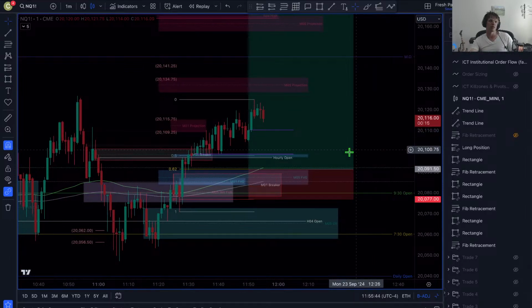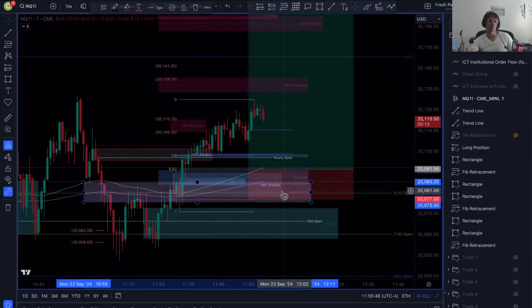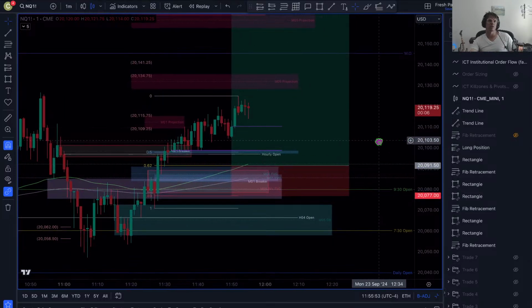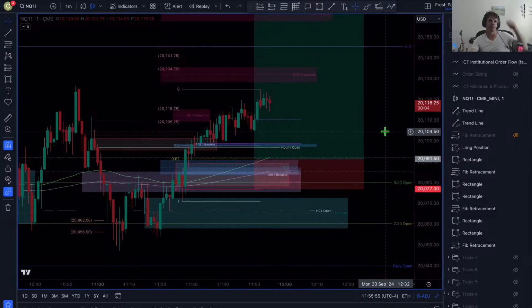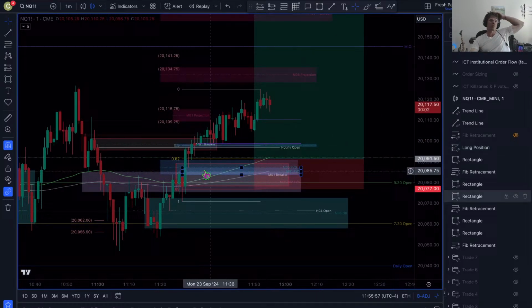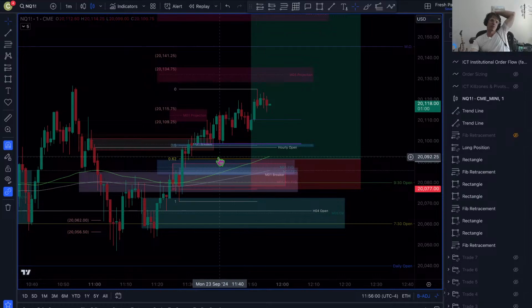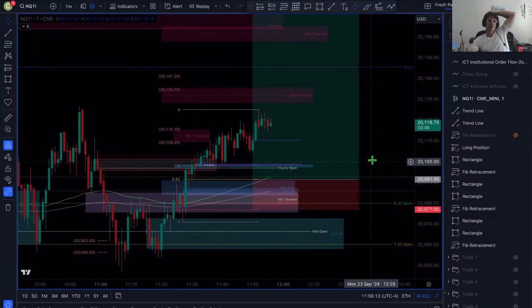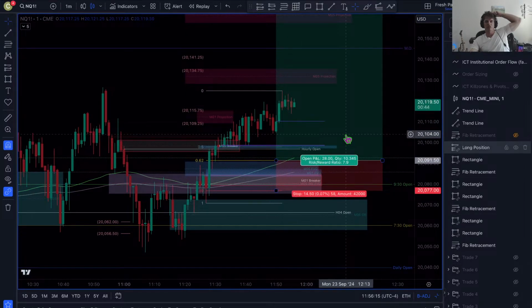Not thrilled about the stop being where it is, but there's enough here that if it's gonna break all that, it's probably gonna break it all anyway. There's a ton of liquidity here in the entry zone. This M1 breaker, arguably, you could say it's already been used. Actually, that's not even the breaker, is it? Here's the breaker. That's the breaker. So it should be enough to stop if it slams down and tags me in.